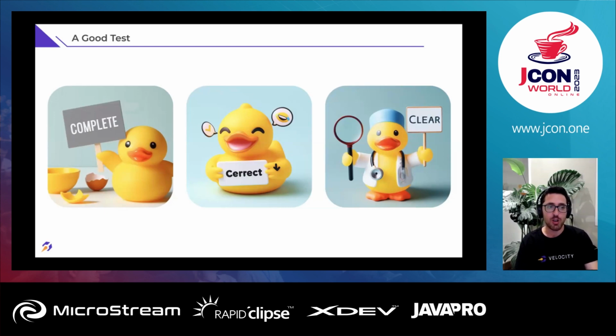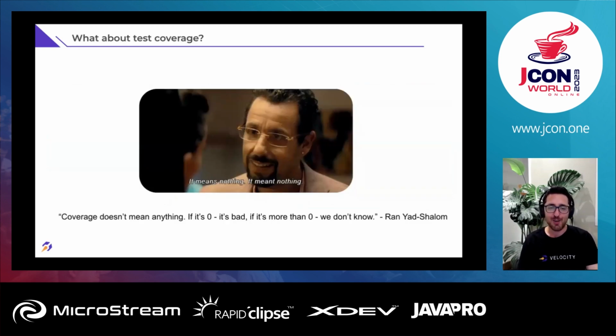And usually when we talk about tests, we hear the term test coverage. And I want to quote my friend in this case: coverage doesn't mean anything. If it's bad, it's zero. If it's more than zero, well, we don't know. It doesn't mean you shouldn't use test coverage, but just be aware of that point. So we talked about a good test, but we also need to talk a bit about good code, because again, good test code is as important as production code.